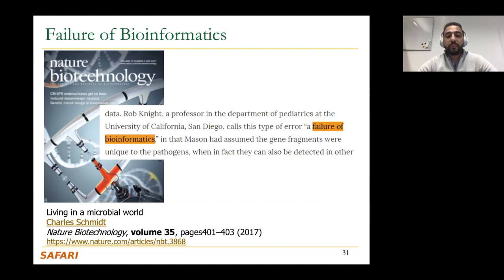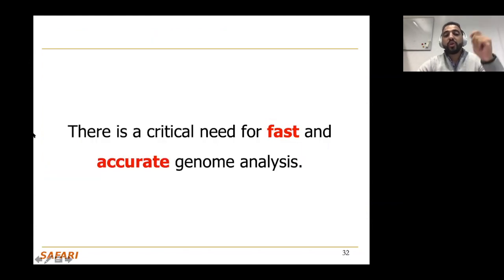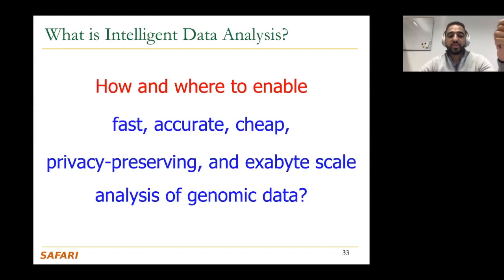So now we can come to a conclusion of what intelligent genome analysis can be. There is actually a critical need for fast, and not only fast, but also accurate genome analysis. And we also have other important terms: how and where to enable fast, accurate, cheap, privacy-preserving, and exabyte-scale analysis of genomic data. I hope every single term here was explained clearly enough to show the importance of having such terms, especially privacy-preserving analysis, the accuracy part, the speed as well, and being able to do this at large scale.